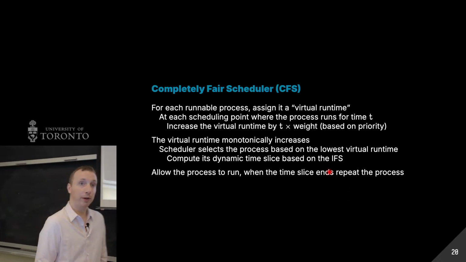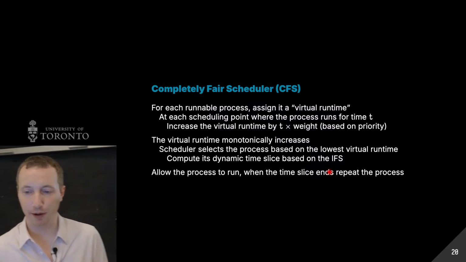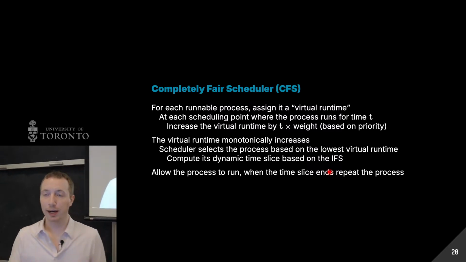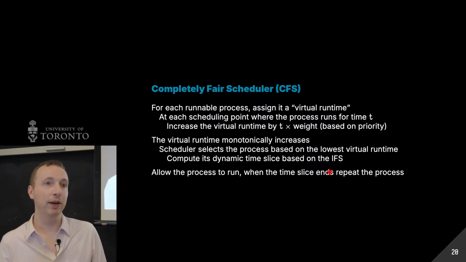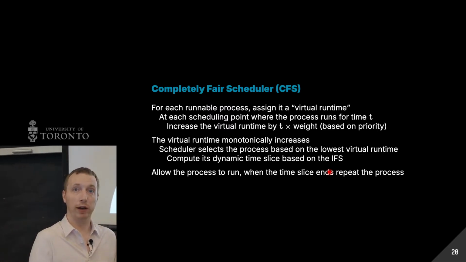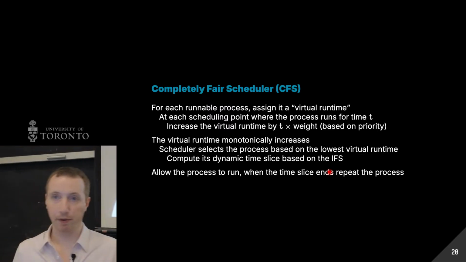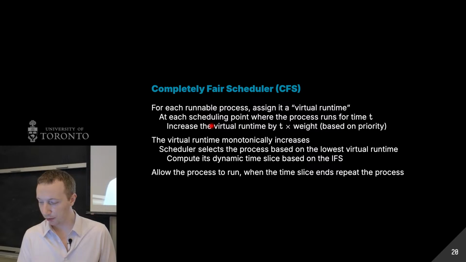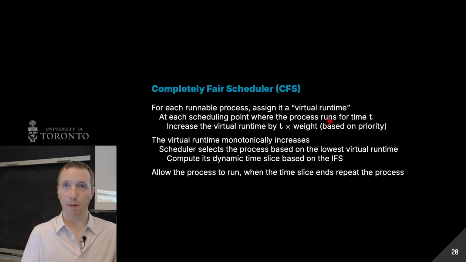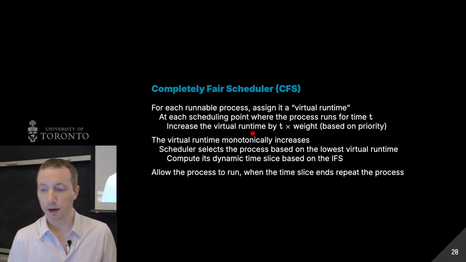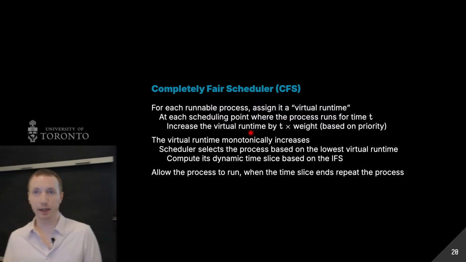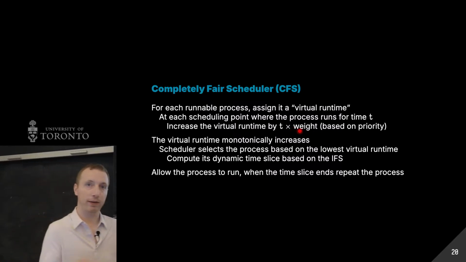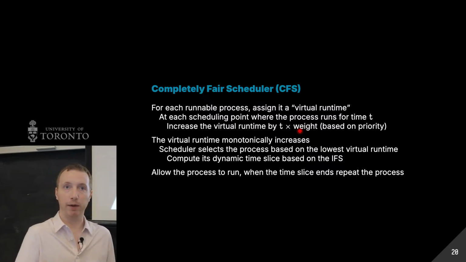So the Linux scheduler is something called the completely fair scheduler, and how it works is that each runnable process gets assigned a virtual runtime. That is keeping track of how long it has executed. It's called virtual because it's not real, so it kind of plays with the number. At each scheduling point, where the process runs for some time t, like their time slice, you increase the virtual runtime by t times some fudging factor, which is a weight based off the priority. If it has a default priority, we just account that it ran for t seconds.